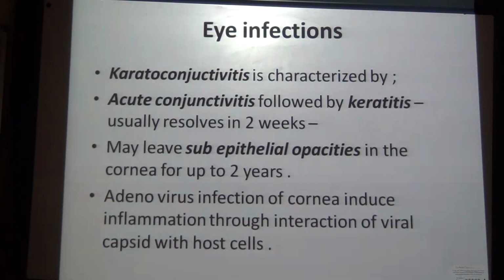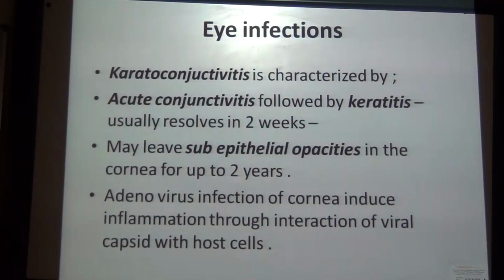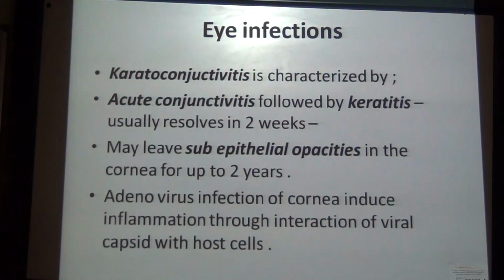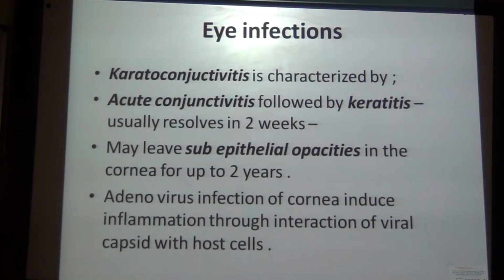The eye infection, keratoconjunctivitis, is characterized by acute conjunctivitis, followed by keratitis. The keratitis is the infection of the cornea, and this usually resolves in 2 weeks, but it may leave subepithelial opacities in the cornea for up to 2 years. Adenovirus infection of the cornea induces inflammation through interaction of the viral capsid with host cells.